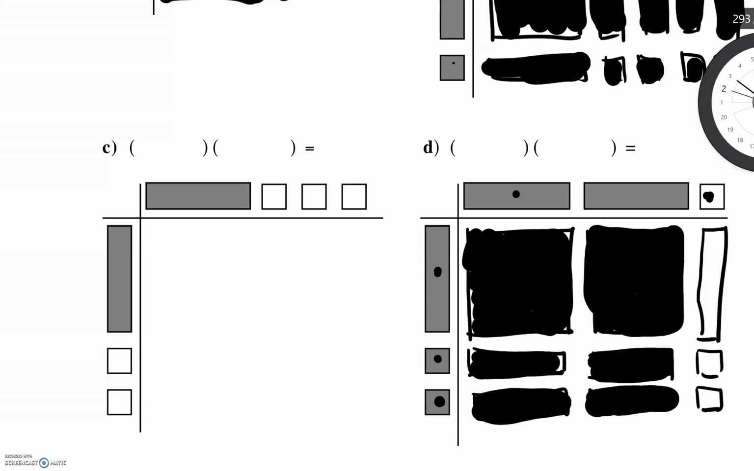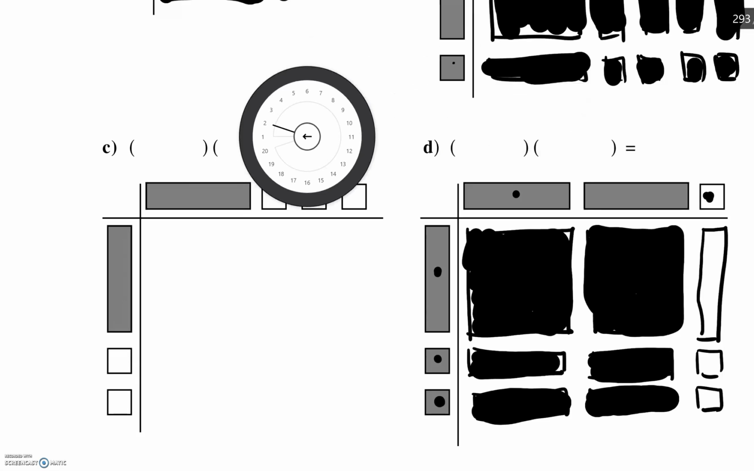So the answer to this one will be 2x squared, 1, 2, 3, 4, plus 4x minus x plus 2. So the final answer to that one, I'll write it down here, it would be 2x squared plus 3x plus 2.